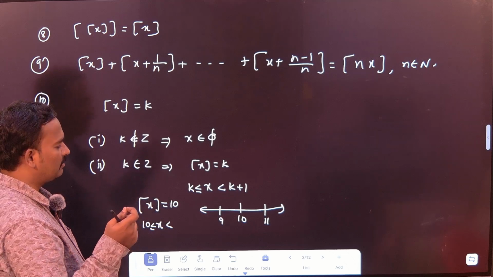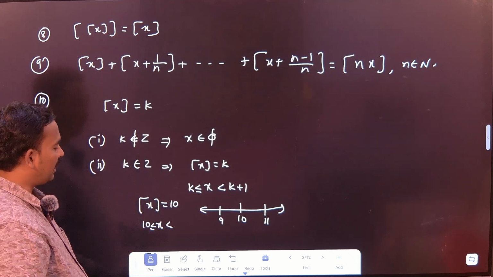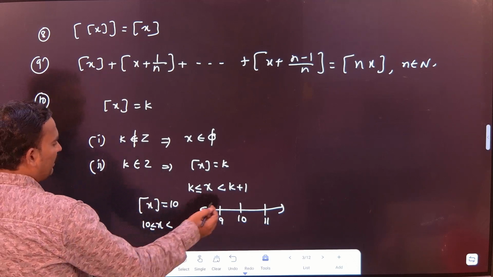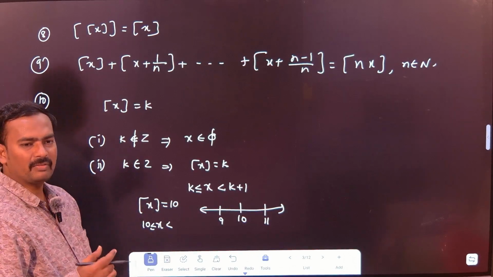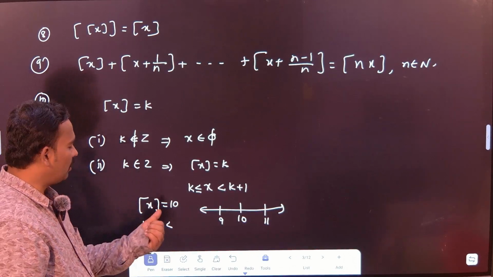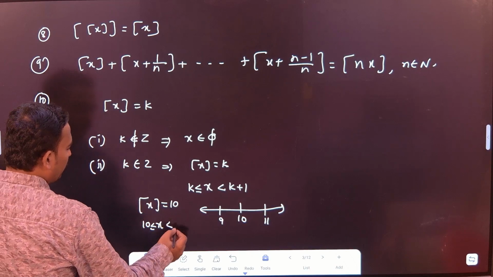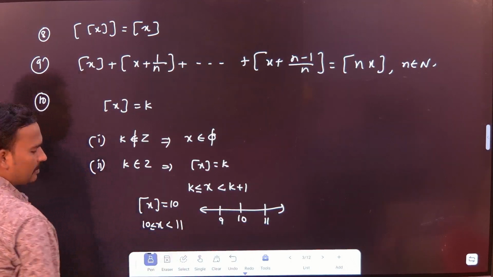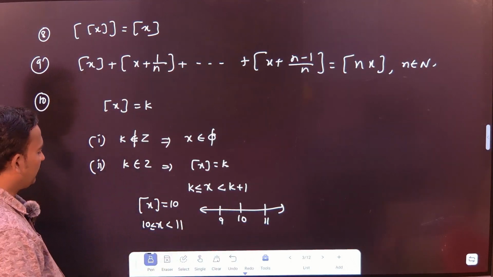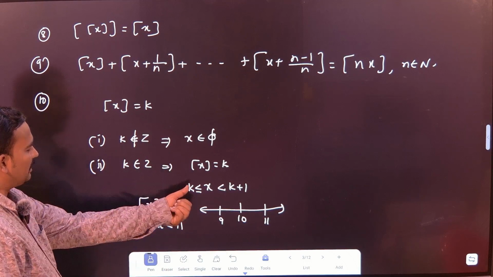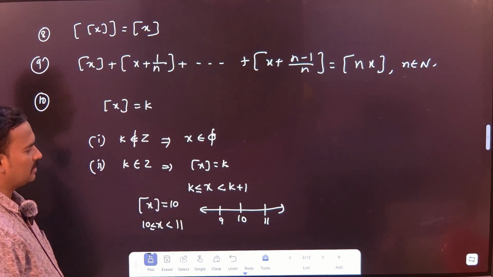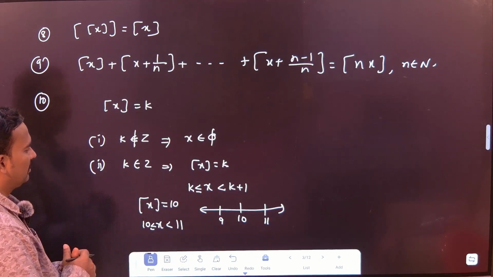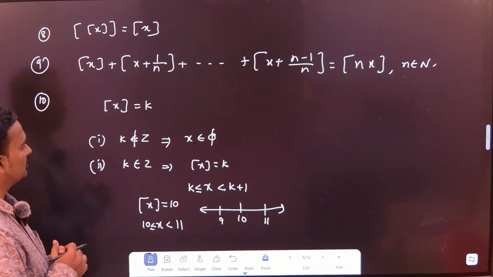Let's take 10.9999. The greatest integer will be 10 only. So you can take 10 up to 11. If you take 11, the greatest integer value of 11 is 11 only. That's not possible, right? Therefore you can take up to strictly less than 11. You should not include 11. That means x will be from k to k plus 1, where k here is 10, and 10 plus 1 is 11. I hope everyone understood, right?